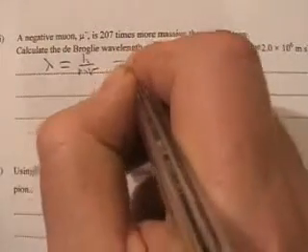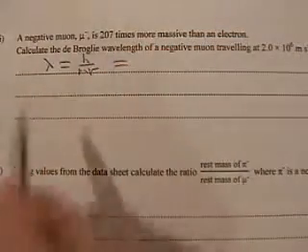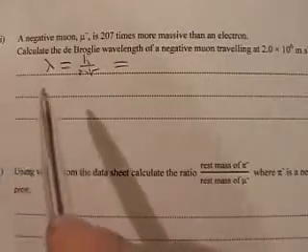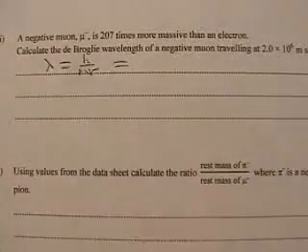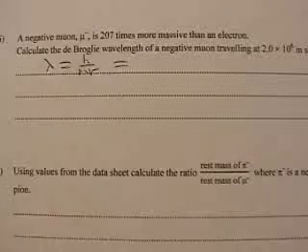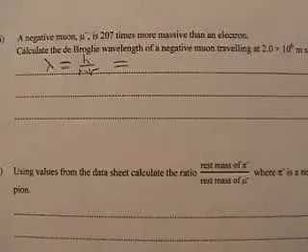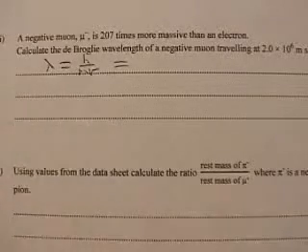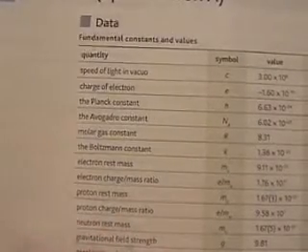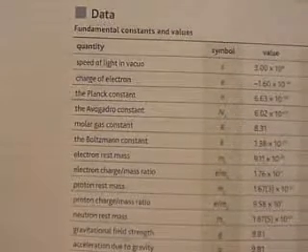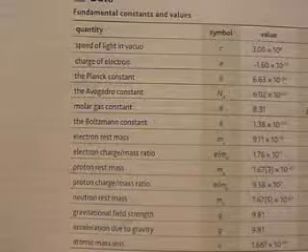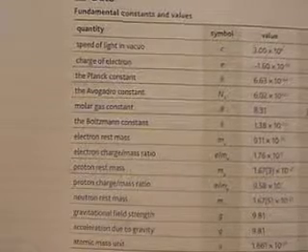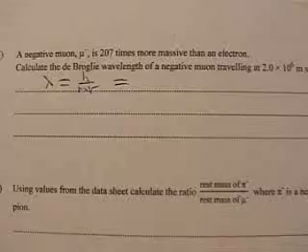Now, do we know the mass of a negative muon? Well, I certainly don't. So I need to start looking either in the question, and it doesn't say in the question. So next place, looking on the data sheet. And there's my data sheet, and I'm looking for what it tells me the mass of a muon is. And I can't find it anywhere. It's not on there. So how am I going to get by?